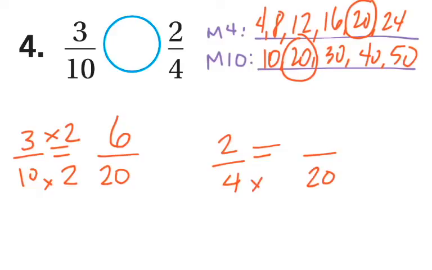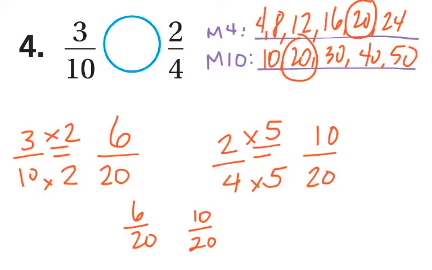Okay, 4 times what equals 20? 1, 2, 3, 4, 5. 4 times 5 equals 20. So therefore I have to multiply my 2 times 5 as well, which gives me 10/20. So now I'm comparing 6/20 to 10/20. And just looking at these, if I have 10 20th size pieces, that's going to be greater than having 6. So now I know that 3/10 is greater than 2/4.